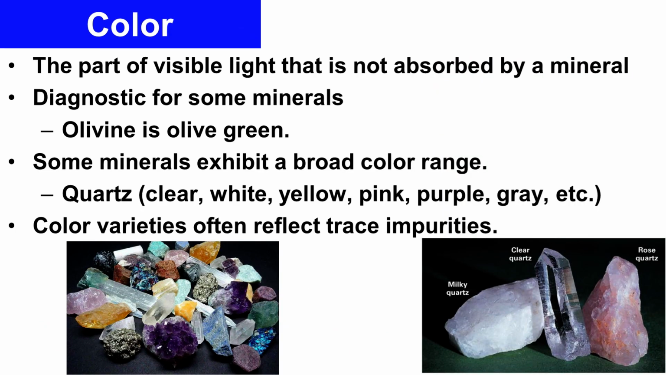Mineral color is the part of visible light that is not absorbed by a mineral. It is diagnostic for some minerals; olivine is olive green. Some minerals exhibit a broad color range. For example, quartz has all varieties of colors: clear, white, yellow, pink, purple, gray, etc. Color varieties often reflect trace impurities.